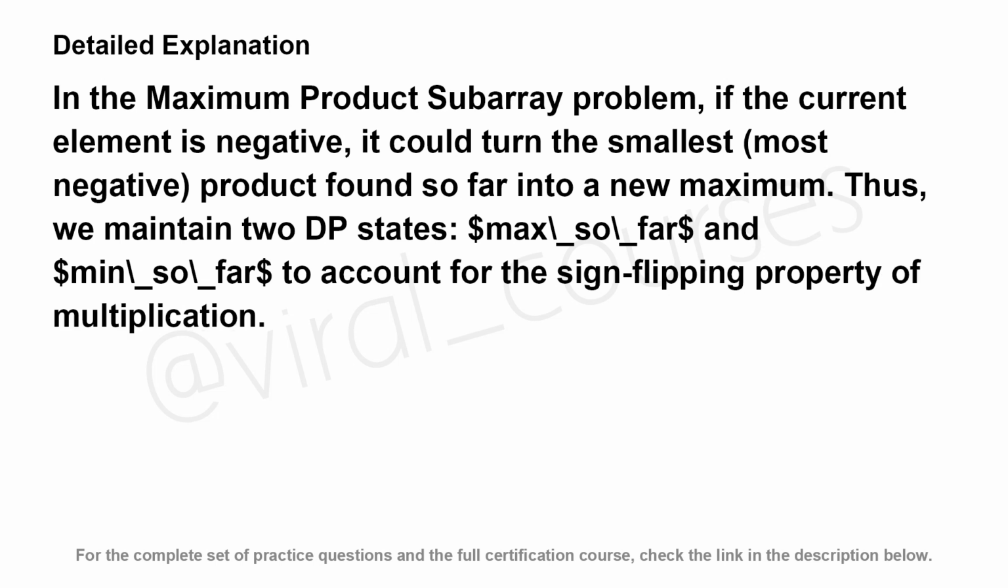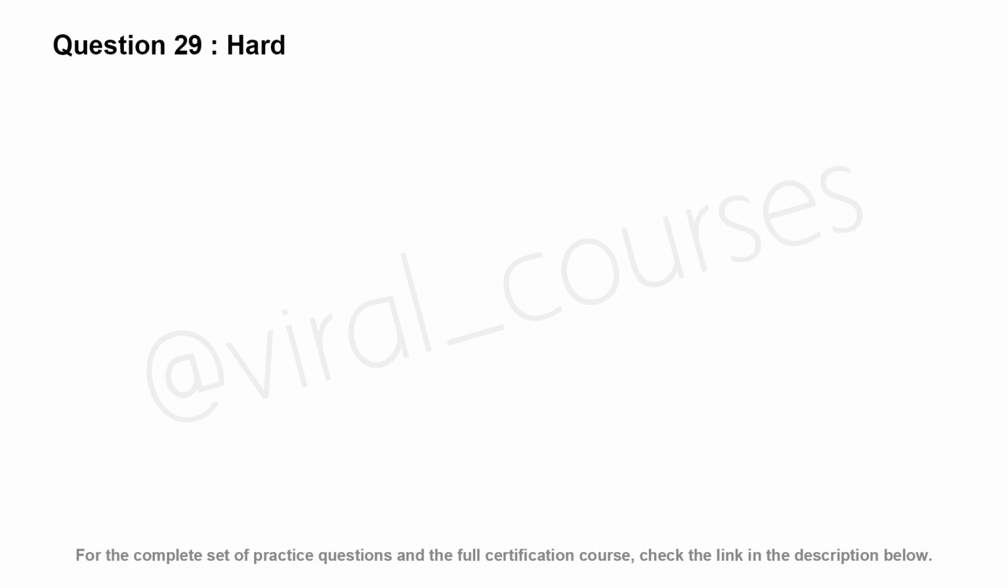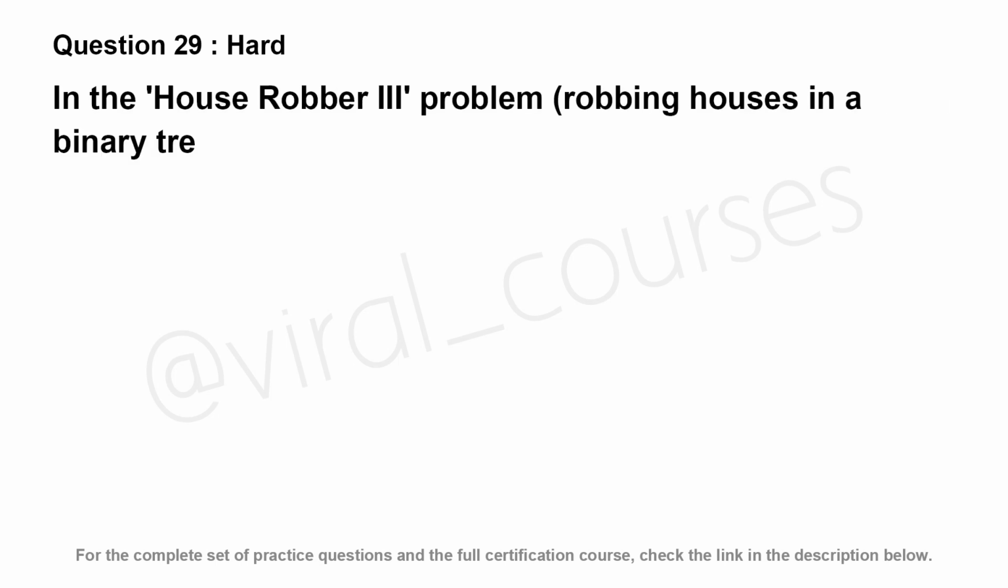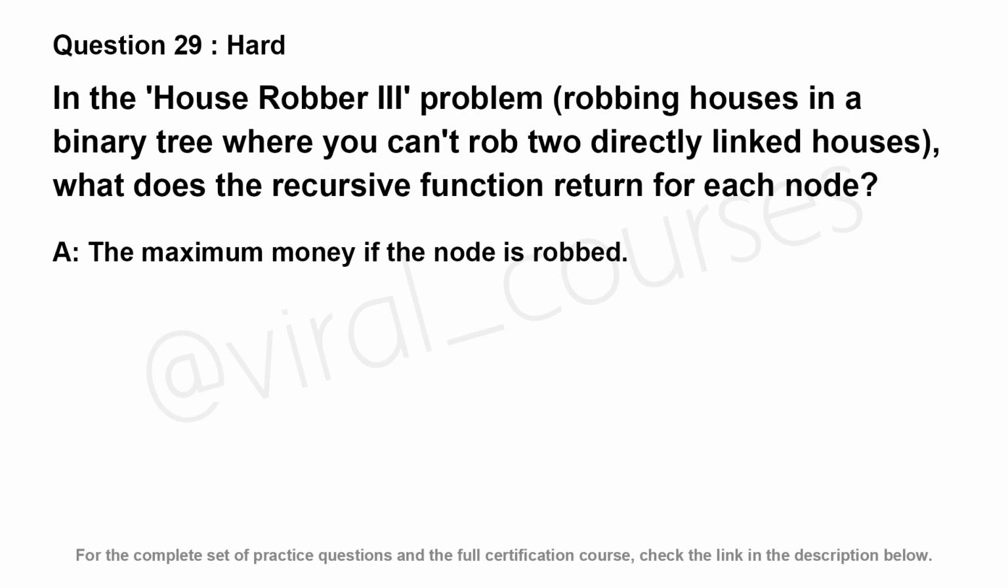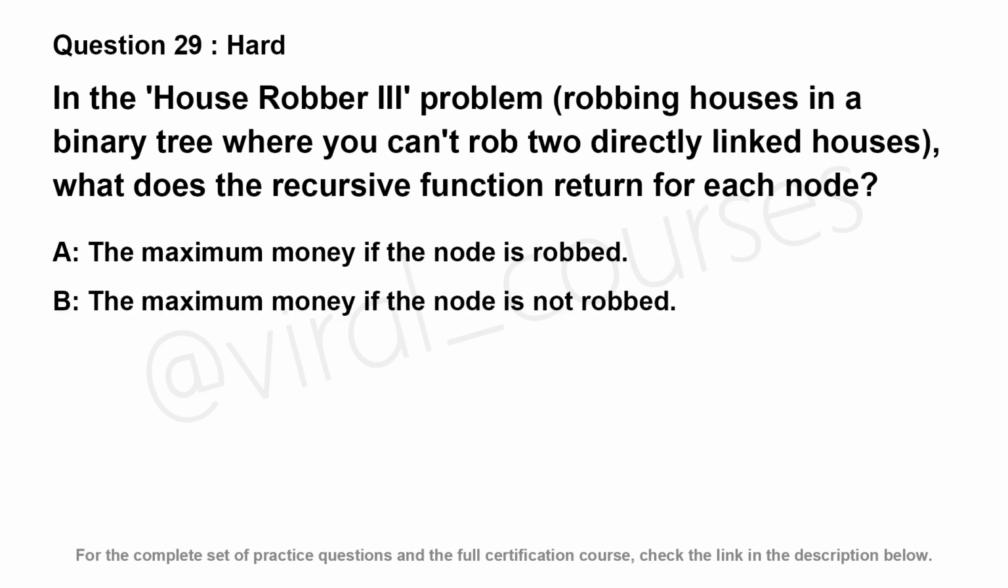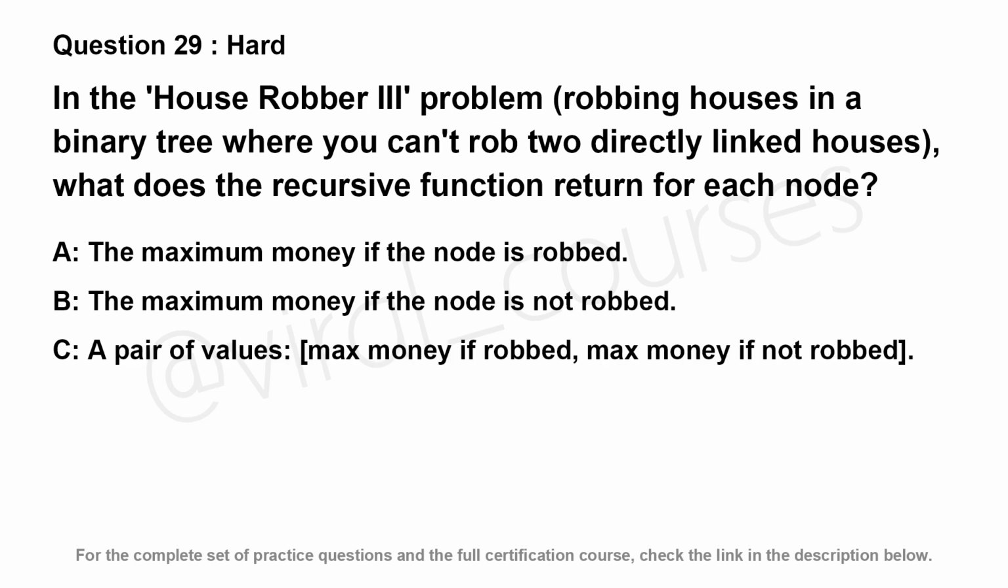In the House Robber 3 problem, robbing houses in a binary tree where you can't rob two directly linked houses, what does the recursive function return for each node? Option A, the maximum money if the node is robbed. Option B, the maximum money if the node is not robbed. Option C, a pair of values: max money if robbed, max money if not robbed. Option D, the total money in the subtree.